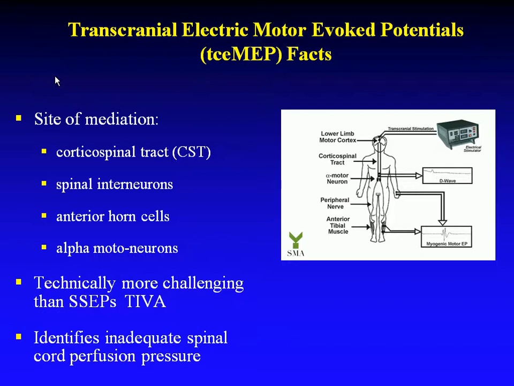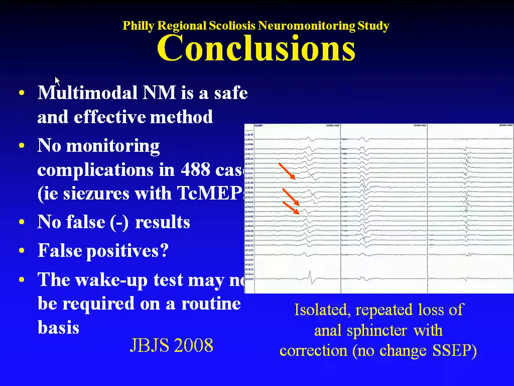The site of mediation for these motor evoked potentials is the corticospinal tract, and technically you have to be very careful with your anesthesia and use TIVA, or total intravenous anesthesia, avoiding inhalation gas anesthetics. Those will suppress the readings. So you not only need the monitoring people and their equipment to do the monitoring, but good anesthesia to make sure that it can be done in a reliable way. And so this study showed that neuromonitoring using transcranial is safe and effective. There were no monitoring complications. Importantly, no false negative results.